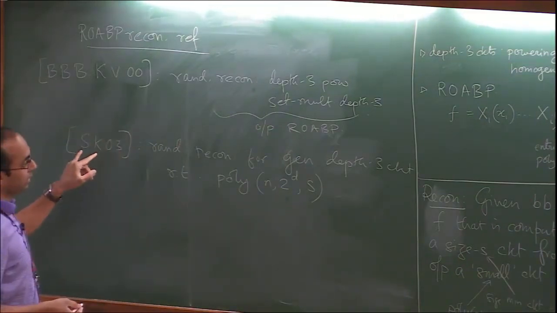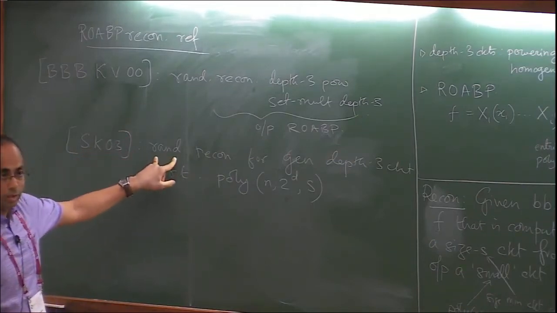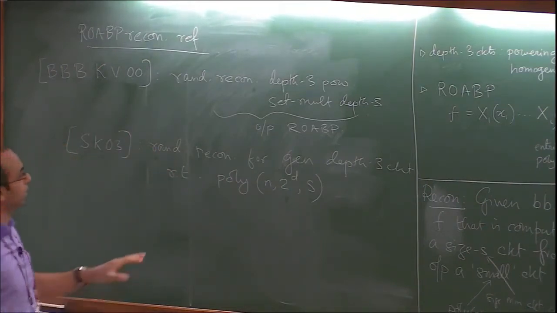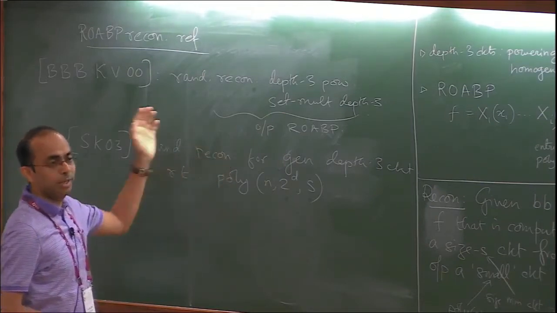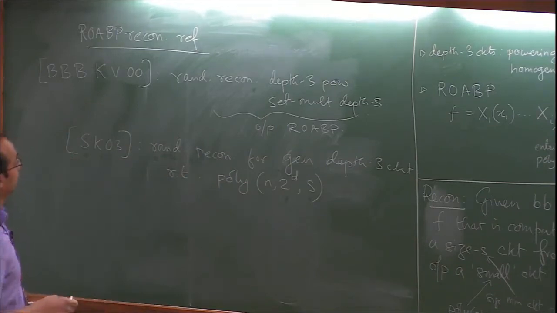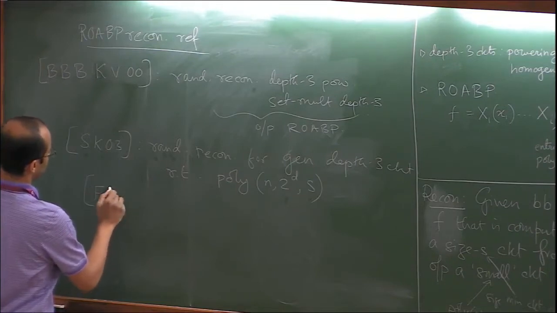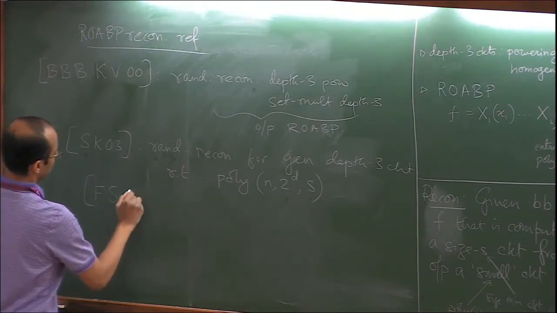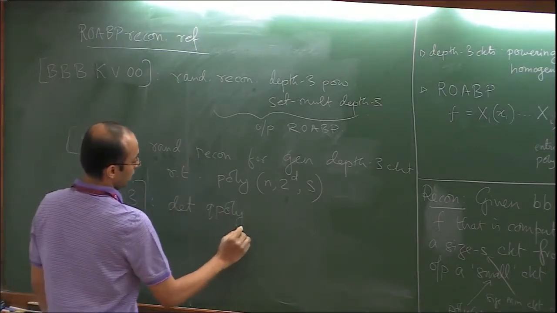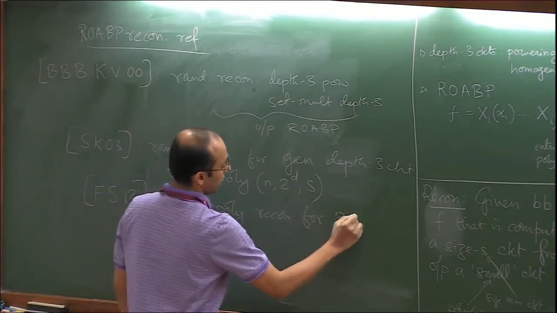But one nice thing about this work is that you can de-randomize this algorithm if you de-randomize PIT for ROABP. So they reduced the de-randomization of this reconstruction problem to de-randomizing PIT for ROABP, which was shown in a result by Forbes and Shpilka from 2013. They gave a deterministic quasi-polytime reconstruction algorithm for ROABP.